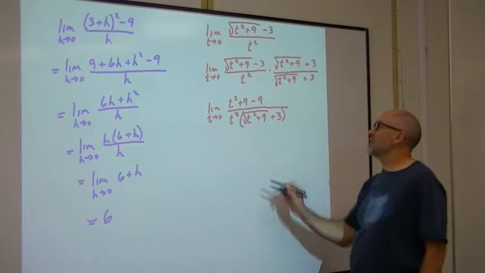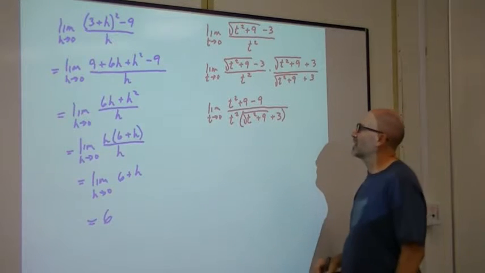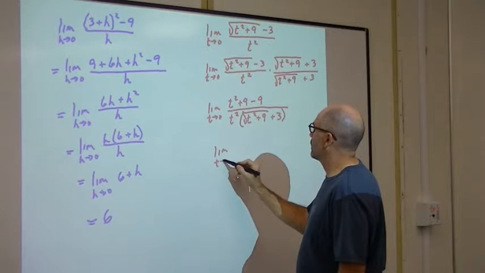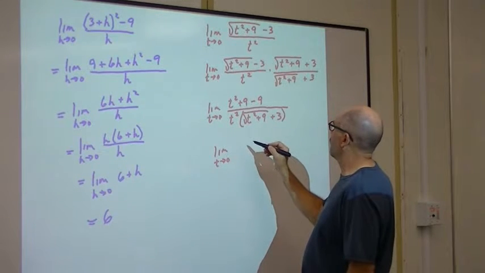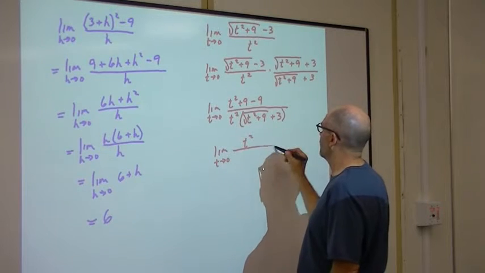Okay, so now you see plus 9 minus 9 cancels, the t squareds cancel then, and I'm left with the limit as t approaches 0 of, yeah, let's just do this step so nobody gets confused.